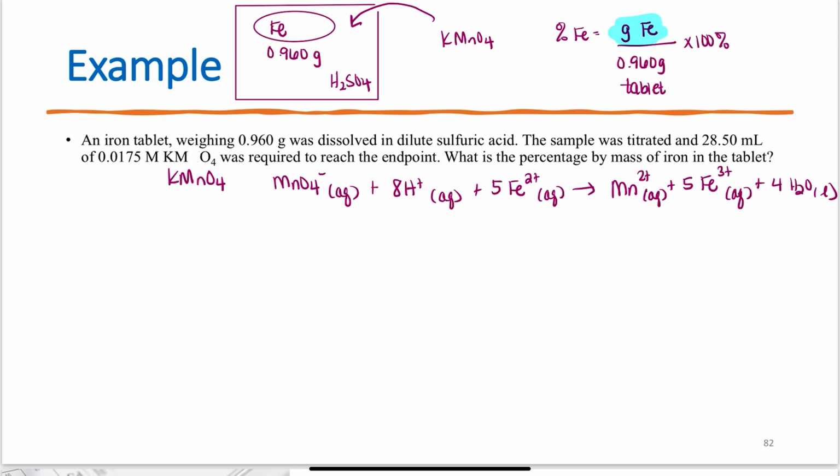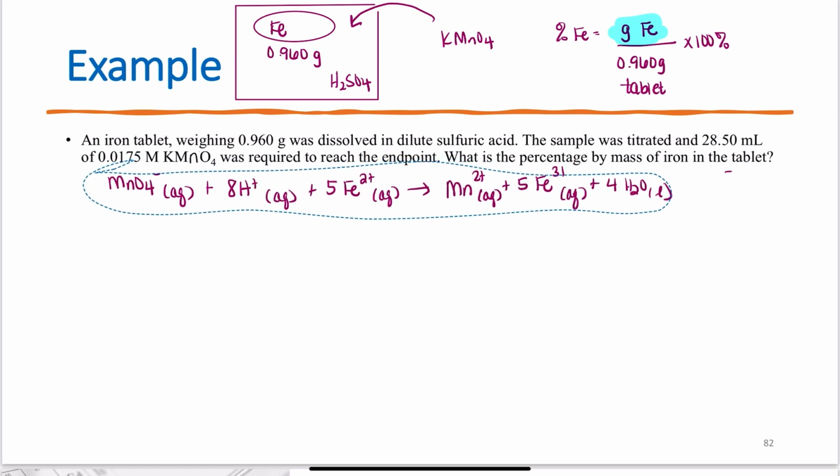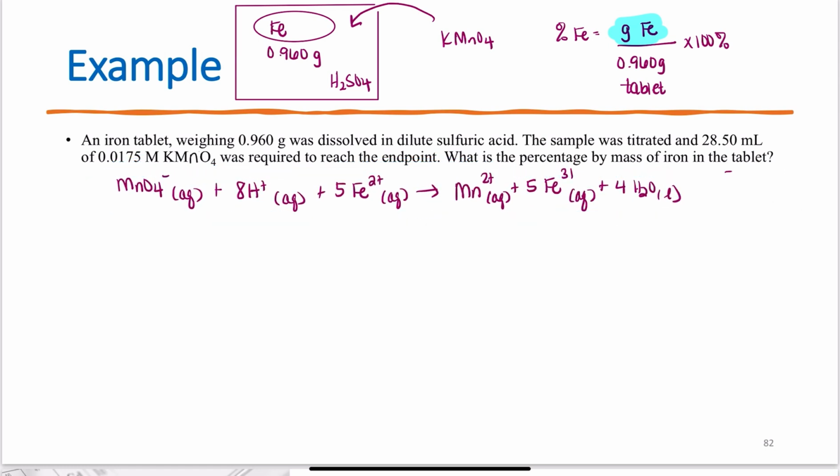That is a lowercase n in there. This is your net ionic. This is from your KMnO4. This is from your H2SO4. Okay? Don't let it freak you out because it looks different.